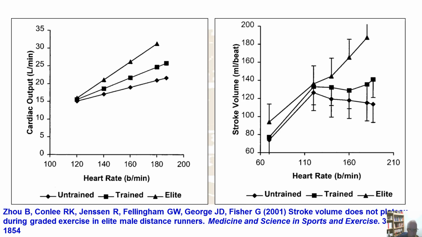If you compare that to our untrained individuals, who for the same heart rate are only attaining probably in the order of 15 to 18 litres per minute for cardiac output. But interestingly, notice something else. The max heart rate is very different for our elite compared to our untrained or even trained. And this is one of the noticeable things, that quite often I think the conception is that the max heart rate gets higher the fitter you get. In fact, it's the opposite. The max heart rate gets lower.